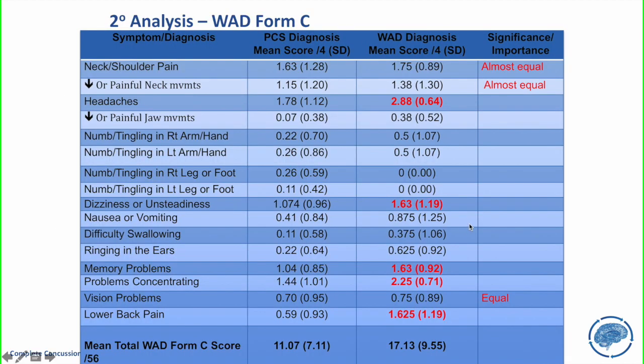And when we look at this, this is the people with concussion, this is the people with whiplash, and this is the WAD Form C. And we can see here neck and shoulder pain pretty much equal, decreased or painful neck movements almost equal, headaches higher in whiplash, dizziness and unsteadiness higher in whiplash, memory problems higher in whiplash, problems concentrating higher in whiplash, and low back pain higher in whiplash.